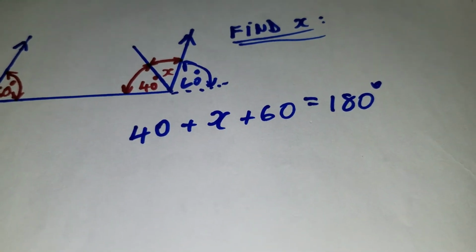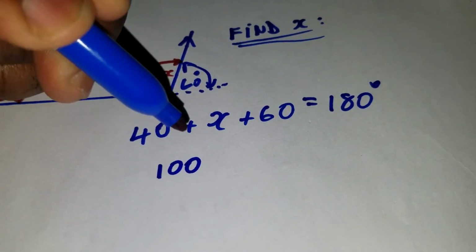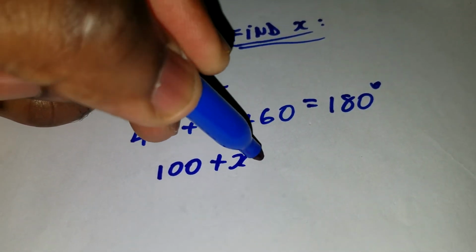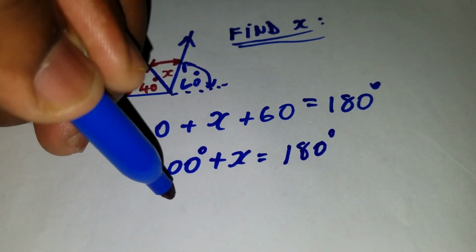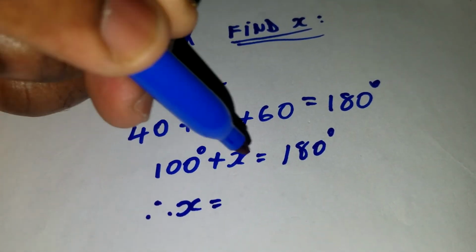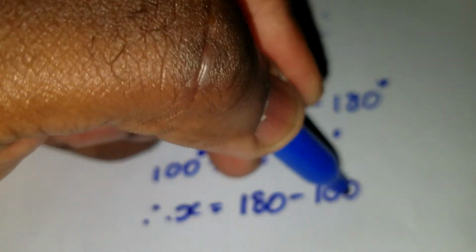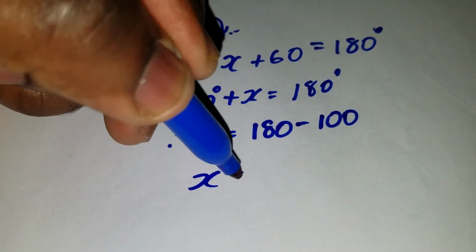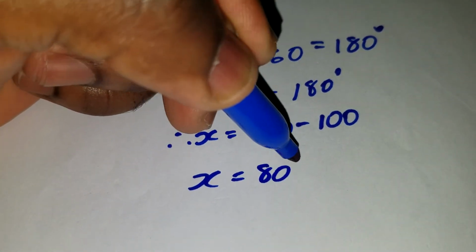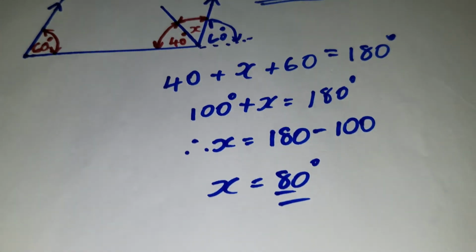Okay, there it is. So therefore 40 plus 60 is 100, plus x is 180. Therefore x must be equal to 180 minus 100. Therefore x is equal to 80 degrees. So in this example, x would be 80 degrees.